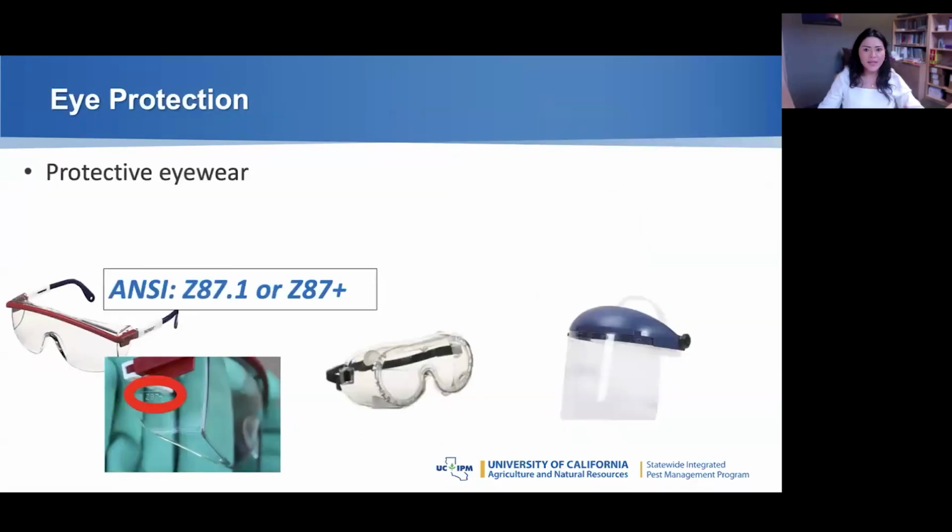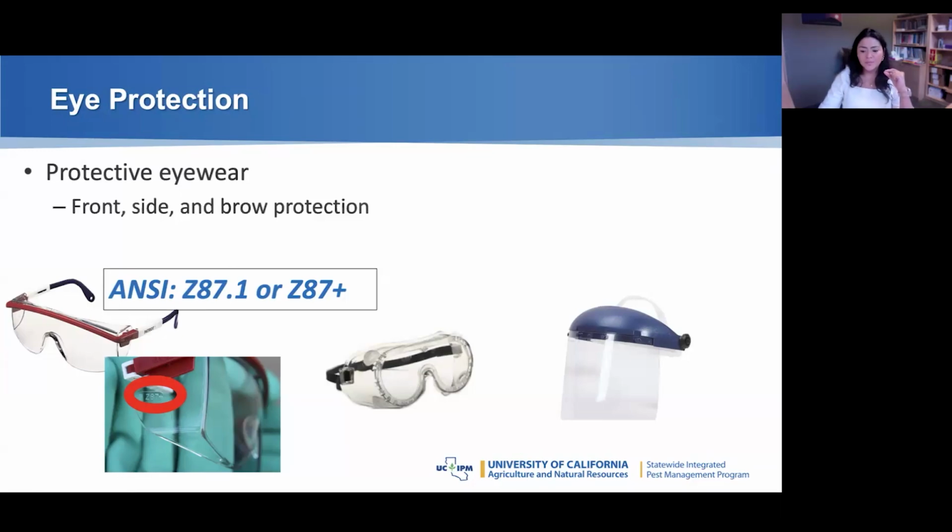So eye protection, sometimes on the label, it would just say handlers must wear eye protection, or protective eyewear, and it doesn't say or specify what type. But there are many different types. We have safety glasses, such as the ones we see here. We have goggles and face shield. And each one of them is going to protect the eyes, but at different levels.